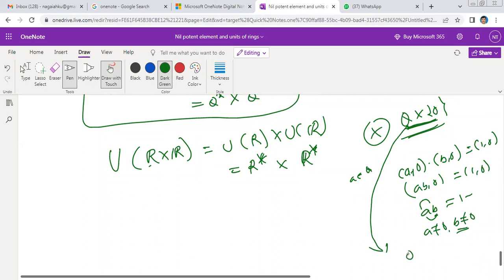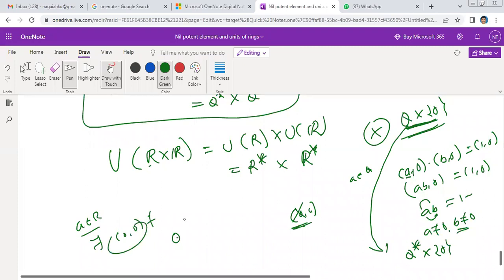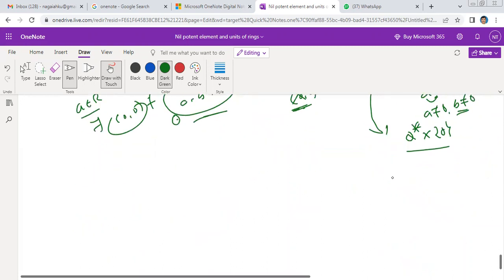Q star cross 0. Yes, that's all. Q star cross 0. If you take 0 in the second component, there is a problem: there will be no units. Because, by the definition, how do we find units? An element a is said to be a unit if there exists a non-zero number b such that a into b is equal to the identity. So the units of Q cross 0 are Q star comma the single set 0. We also write this as U of Q cross the single set 0.